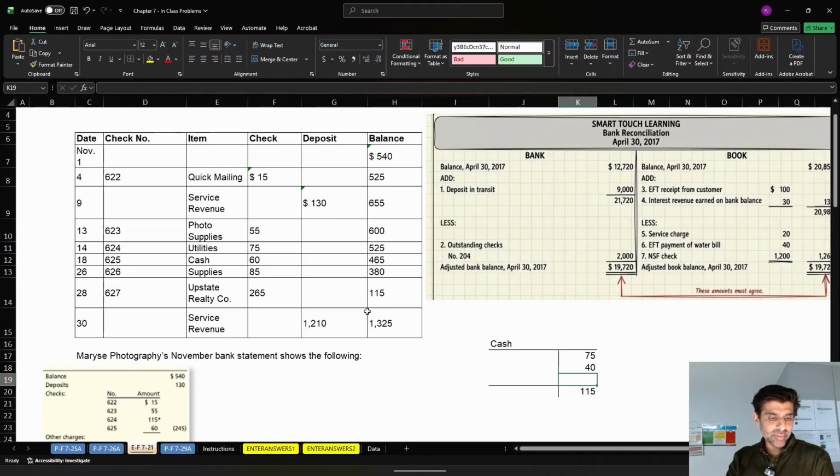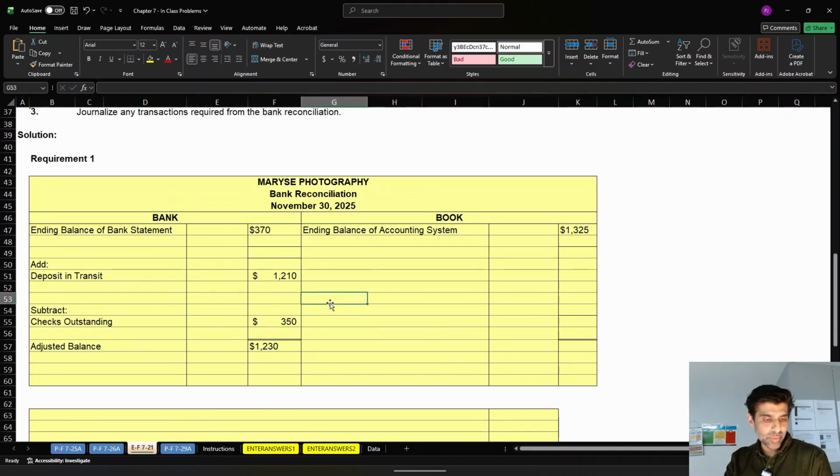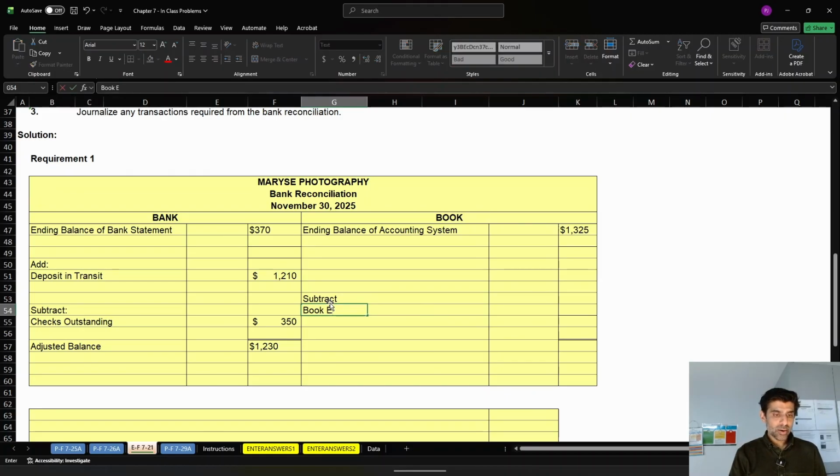Okay, this balance here is overstated by $40 because whatever this should have been 115. If this was 115, then this balance would be $40 lower. So that's the adjustment that I'm going to have to make, at least for the error. So subtract for error, book error, $40.